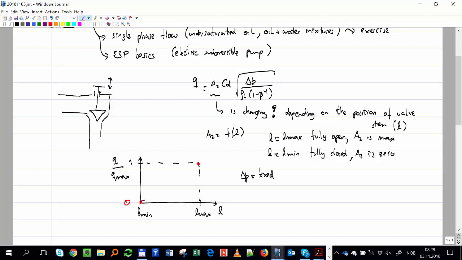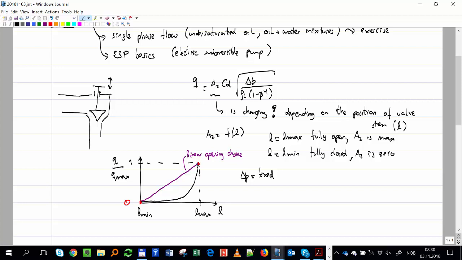Sometimes you have a linear relationship. That means if I move up 1%, I'm going to get 1% increase in rate, 2%, 2%, 3%, 3%. So this is a linear opening choke, which is very good. But sometimes I have other chokes which are like that.